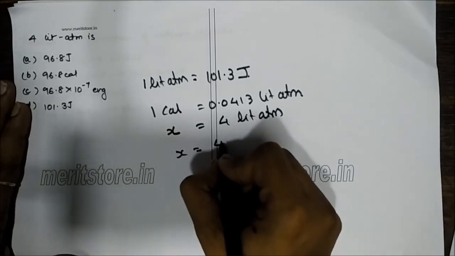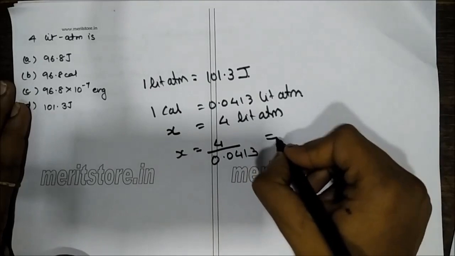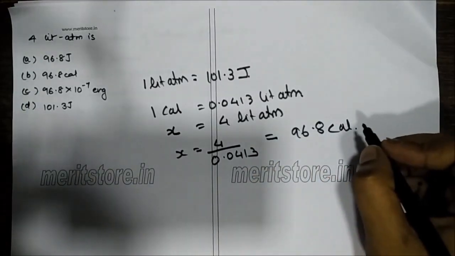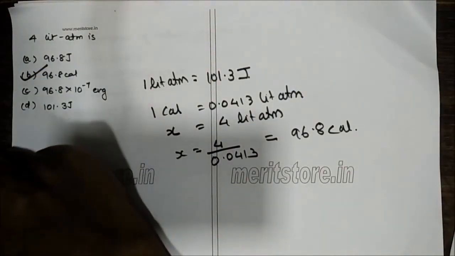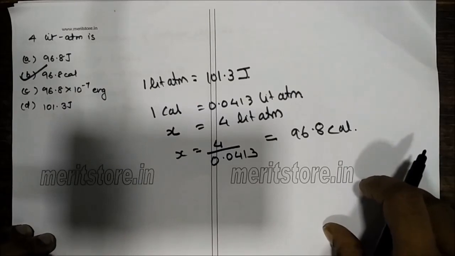So X would be 4 upon 0.0413, which will give you 96.8 calories. So the correct option is B, 96.8 calories. Next.